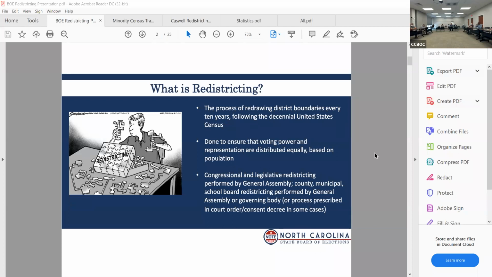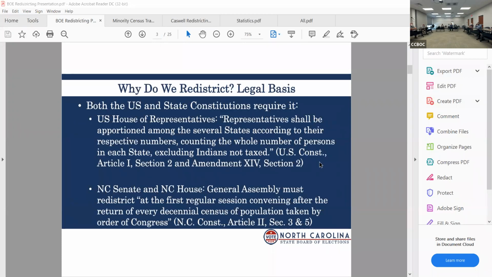Congressional and legislative redistricting is performed by the General Assembly. County, municipal, school board redistricting is performed by the General Assembly or governing body, which is this Board of Commissioners, or processes prescribed in a court order or a consent decree in some cases. Why do we redistrict? There's a legal basis for it. Both the U.S. and state constitutions require it.